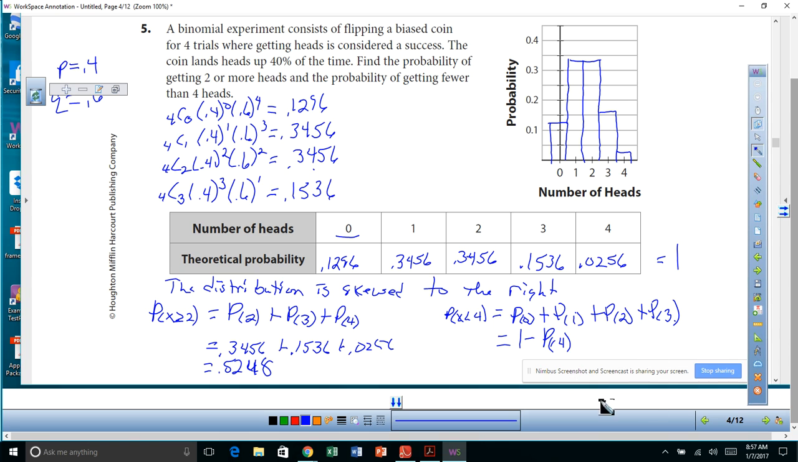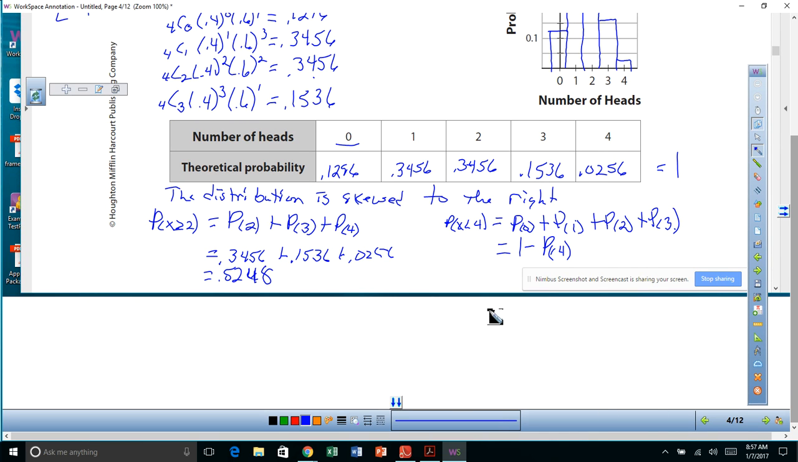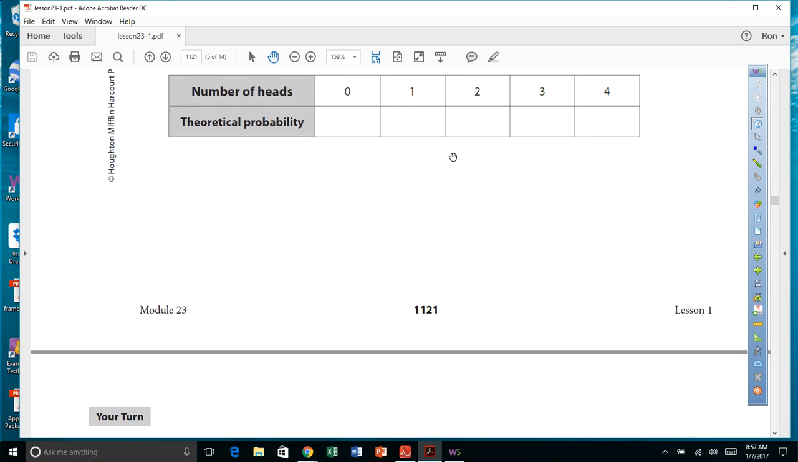And so let's see here. That would equal 1 minus 0.0256, which is 0.9744. Okay. Not too bad. Moving right along.